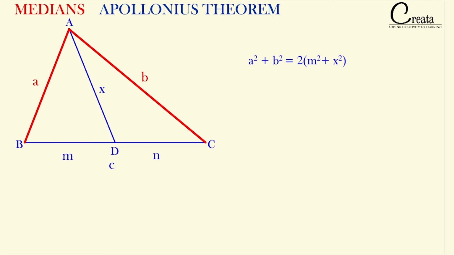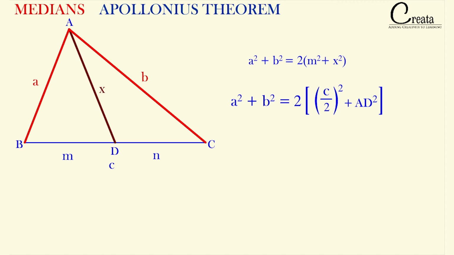Here A and B are these two sides and X is the median, that is AD, and M is C by 2, that is half of the side BC. So we can replace this with A square plus B square is equal to twice of (C by 2) square, we have replaced M with C by 2, plus X square, or we can replace X with AD, that is AD square. Just for simplification, you can take whatever you like. This equation or this relation is known as Apollonius theorem.